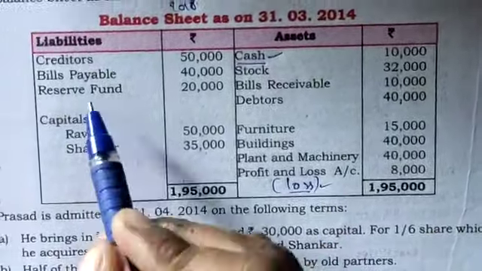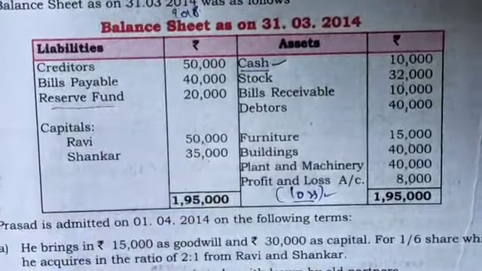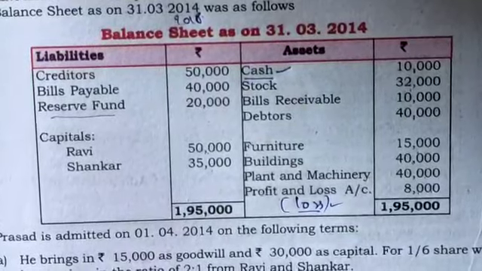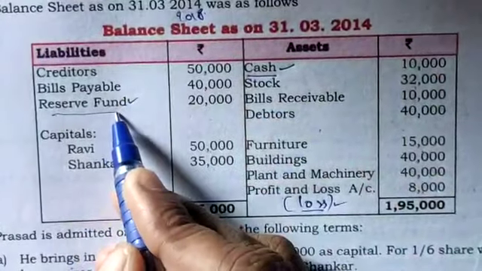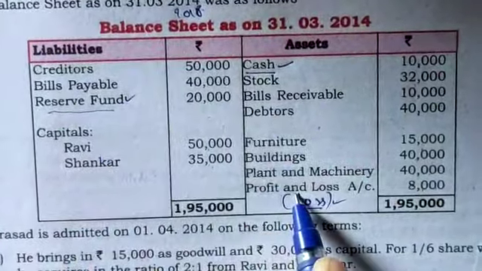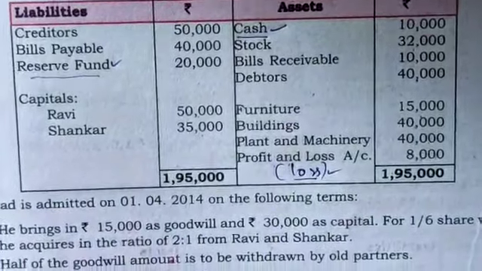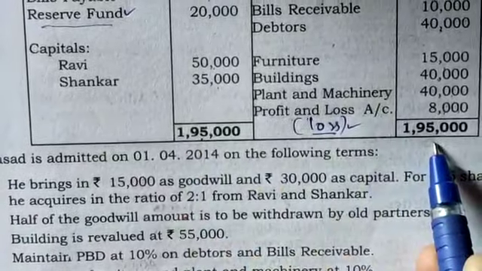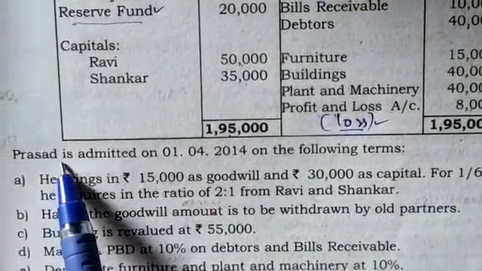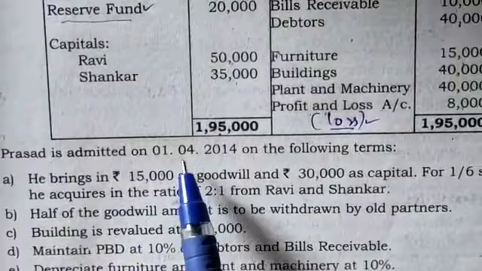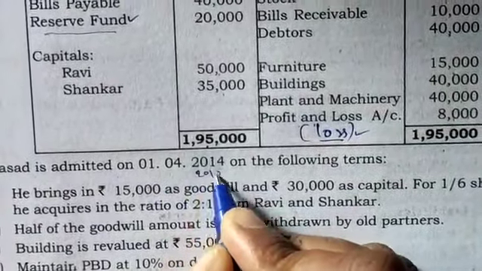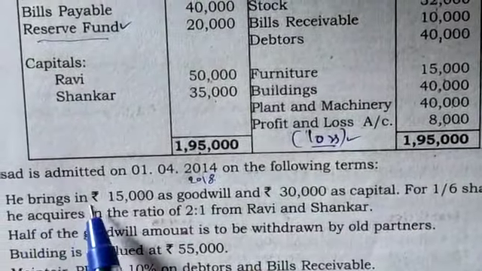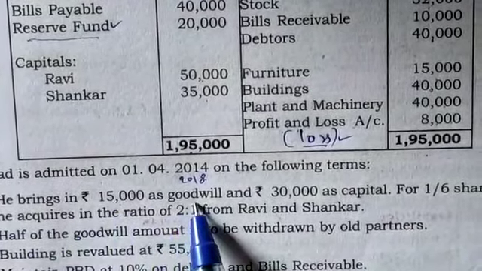And one more, on the liability side, the reserve fund is there. This is also a partner-related item, so it is on the credit side of the partners' capital account because it is a liability. Liabilities show a credit balance and assets show a debit balance. Next, the balance sheet total is 1,95,000 and here also 1,95,000. Next, Prasad is admitted on 1/4/2018 on the following terms. He brings in rupees 15,000 as goodwill.